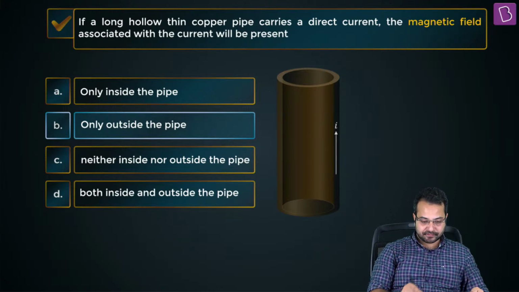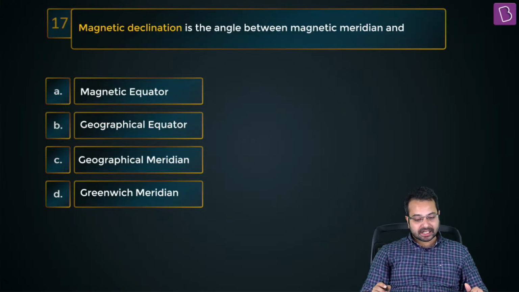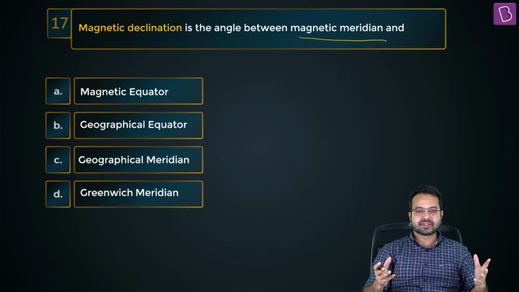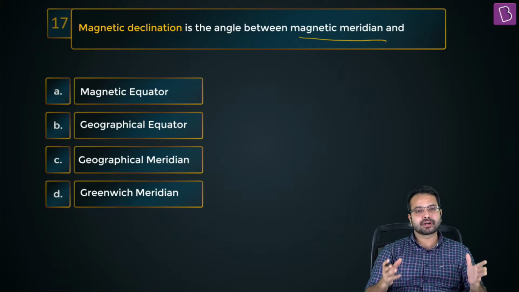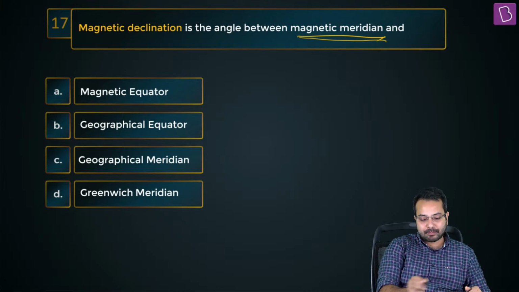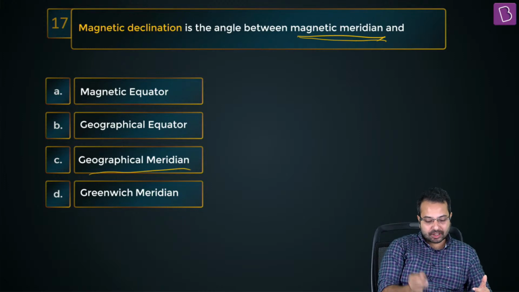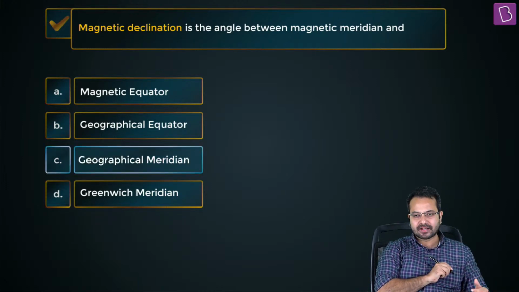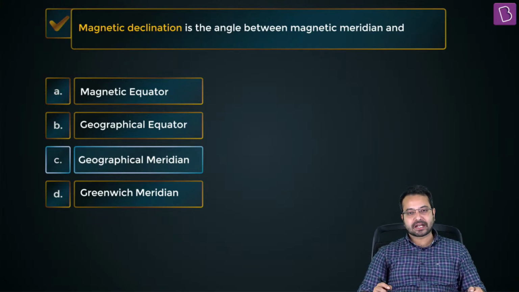Perfect. Let's move forward. Magnetic declination is the angle between magnetic meridian and, this is a straightforward theory based question, the geographical meridian. So this question should take 5 seconds to solve. So option C is going to be the correct option.